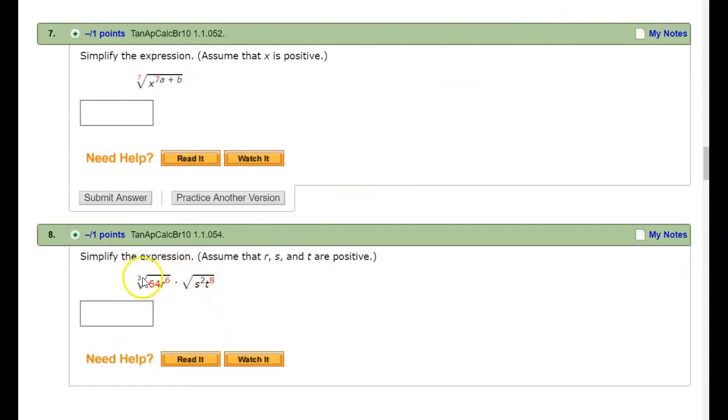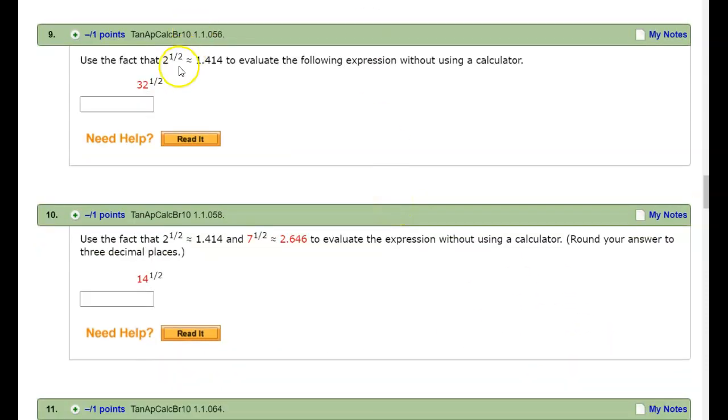This one you're going to multiply these in, and actually you can't multiply these. This is a cube root and that's a square root, so be careful with that. Here they're wanting you to use the fact that 2 to the 1/2 is 1.414. So they want you to evaluate this expression without using a calculator.